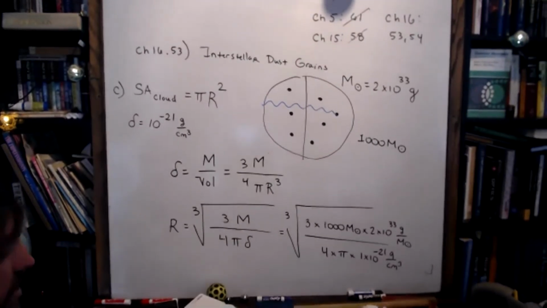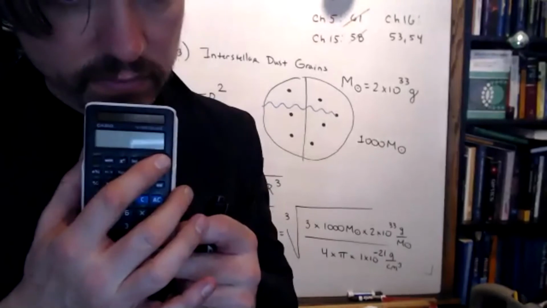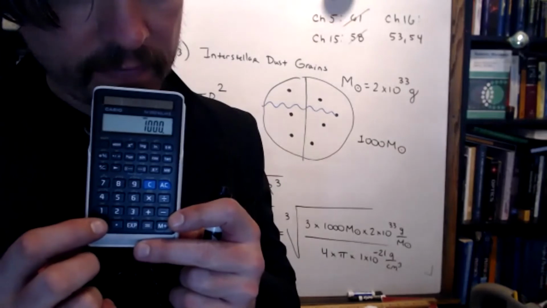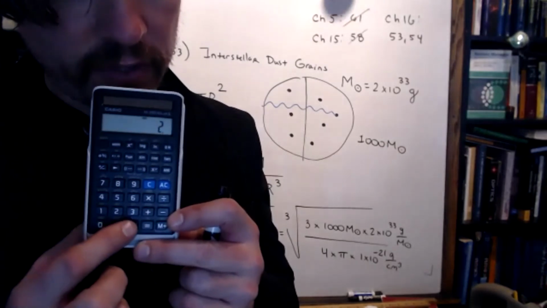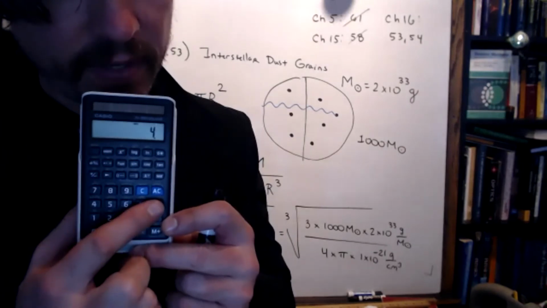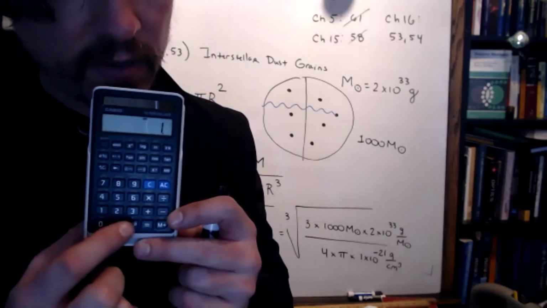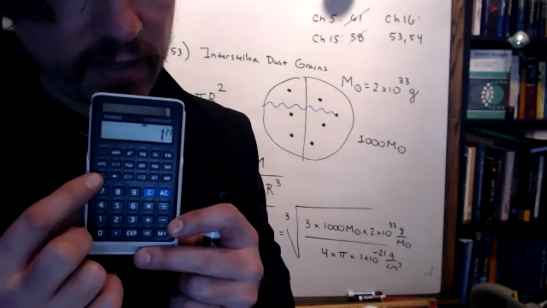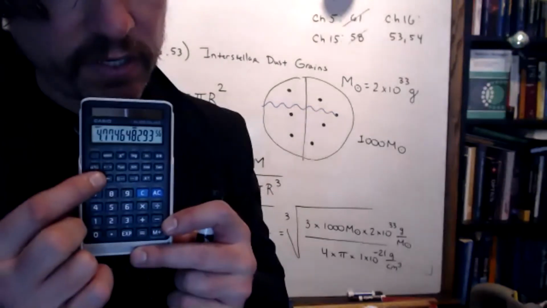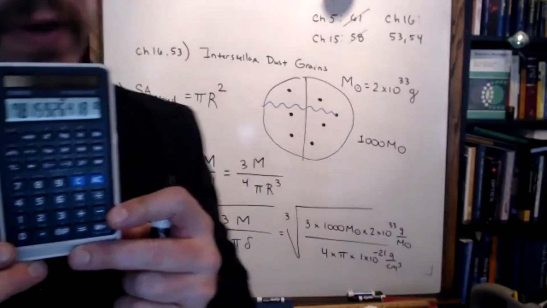Can we do it together? Yeah, all right. Watch my moves. 3 times 1,000 times 2 exp 33, divide by 4, divide by pi, divide by 1 exp 21 negative, then equals, then shift cube root. 7.8 times 10 to the 18.